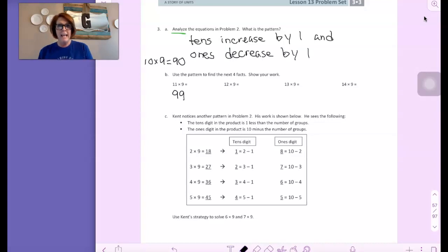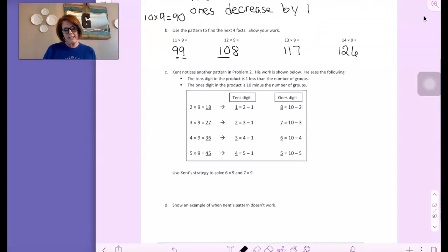Now, in that case, the tens didn't increase by 1, but we're going to start with 11 times 9 to try to figure out some of these harder problems. So 12 times 9. If our tens increase by 1, so that would be 10, and their ones go down, it's 108. 13 times 9 should be 117. The tens goes up by 1, and the 8, the ones decreases by 1. 14 times 9, the tens become 12 tens, and the 7 ones become 6 ones.